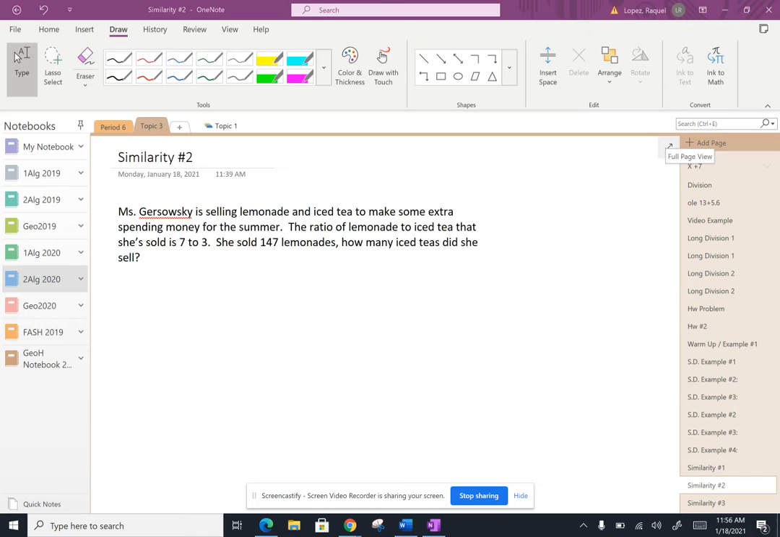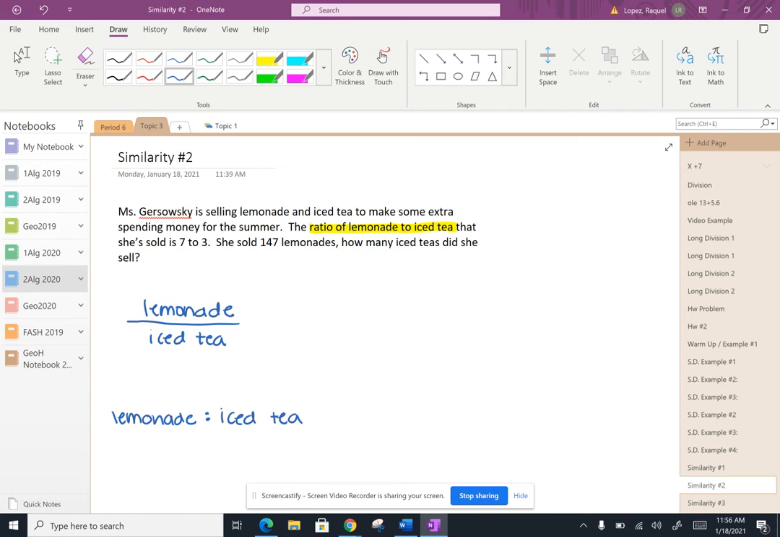Okay, so there's a lot of information in these couple of sentences here that will tell me how to set up my ratio. So right here, the ratio of lemonade to iced tea. Okay, that alone tells me a lot of information because that tells me that she's got a ratio of lemonade to iced tea. You can also represent that as lemonade, lemonade, and then iced tea. Okay, let's read the rest of that.